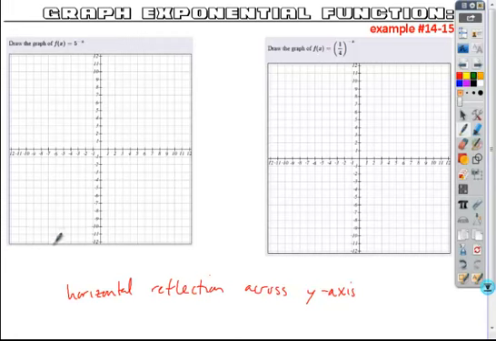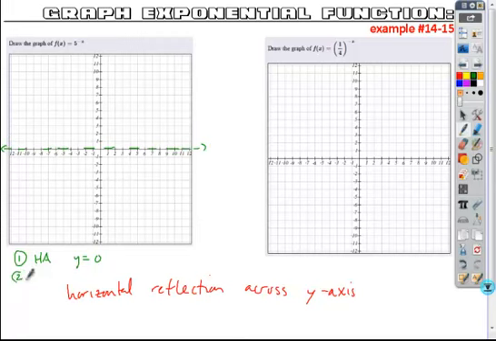Okay, and so here, when you're looking at this, the first thing that we would look to do is establish the horizontal asymptote. So where would the horizontal asymptote be here? Is there any vertical shifting? Yeah, no vertical shifting, so it's just going to be at 0. So that would be the first step.